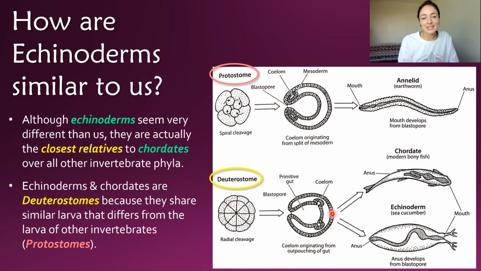You might think this is crazy because we just saw a list of organisms that are nothing like us, but actually echinoderms are our closest invertebrate relatives. Because echinoderms are so closely related to chordates relative to all of the other invertebrate phyla, echinoderms and chordates are lumped into a group called deuterostomes, and this is because they share similar larvae that differ greatly from the larvae shared by other invertebrate groups. And this is why echinoderms are more similar to us than any other invertebrate phylum.